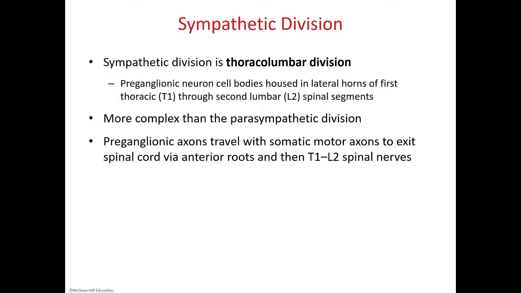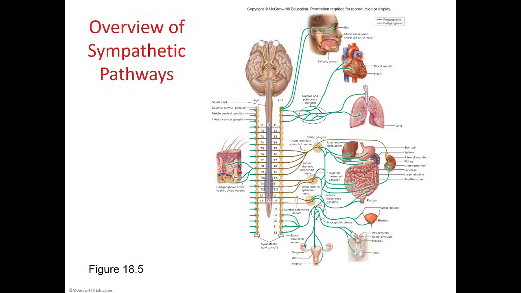All right. And so, as we said, the sympathetic division, also known as the thoracolumbar division, it's a bit more complex than the parasympathetic division. Here, the axons are going to travel with the somatic motor axons as they exit the spinal cord through the anterior roots and then out through the levels of T1 through L2. All right, and we've seen this diagram already.